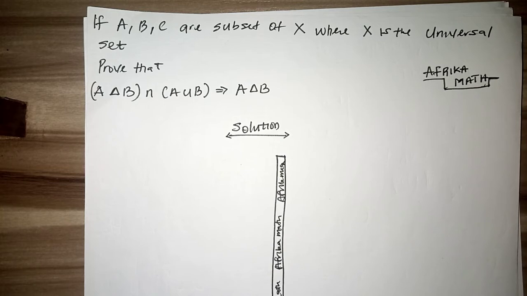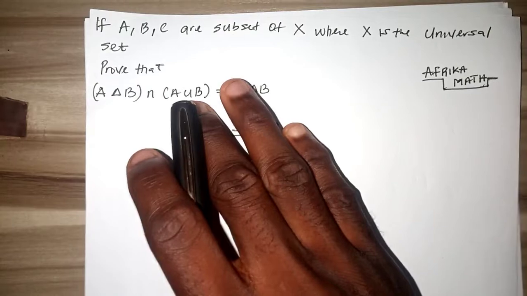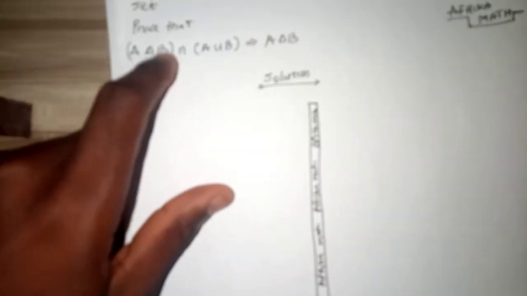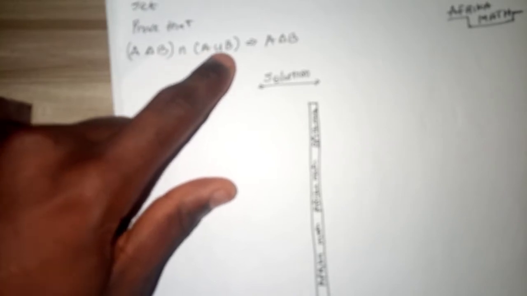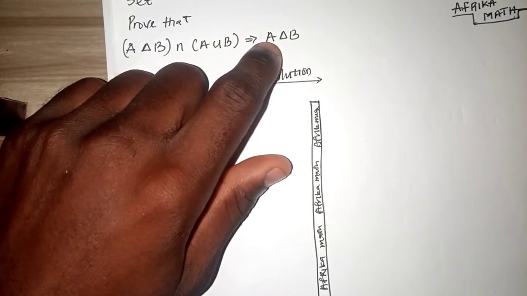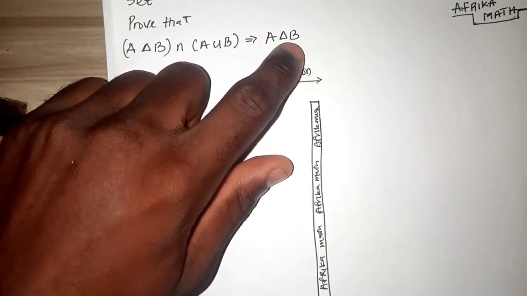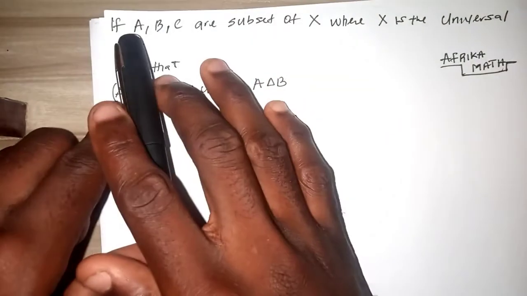Now, when talking about set proving, there is no way you want to talk about set proving without talking about the laws. Examples are commutative law, associative, distributive, identity, double complement, etc. Now, let's look at this example. A symmetric difference B intersect A union B is equal to what? A symmetric difference B. Now look at the instruction given to us.